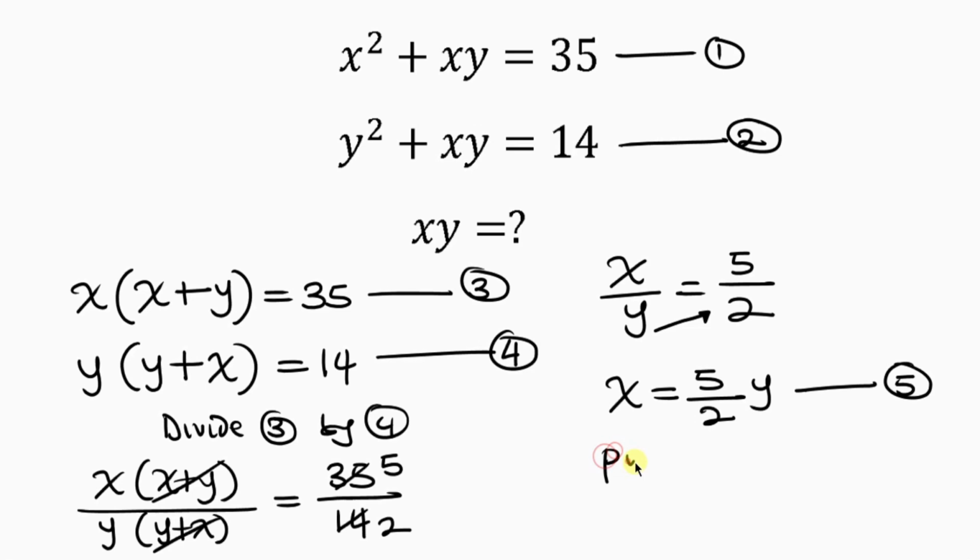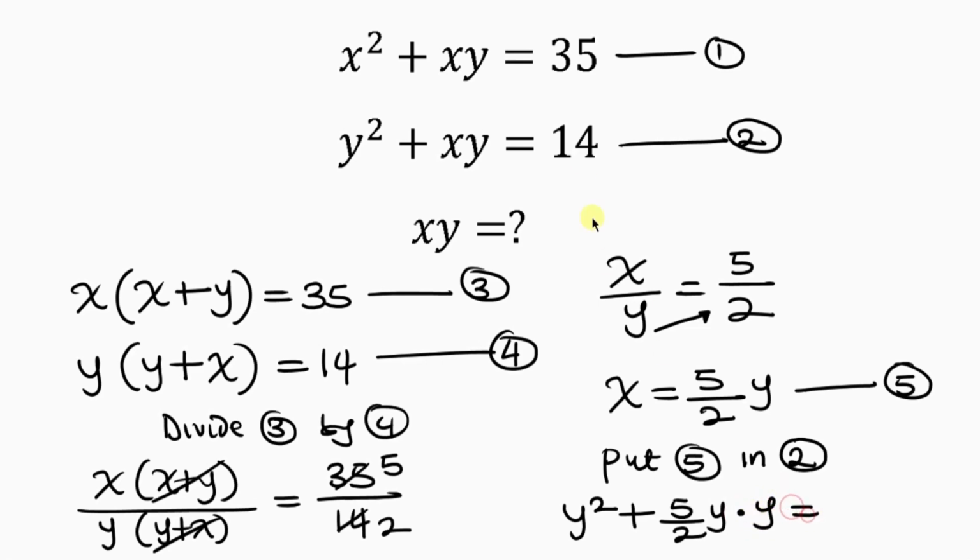We can put equation 5 in either of these two equations, but I'm going to be choosing the simpler one. This one is simpler, so I'm going to be choosing equation 2. So put equation 5 in equation 2. So this is y squared, so I'll write y squared plus x times y. x is 5 over 2 y times y, so I'm going to be multiplying this by y, and this is equal to 14.